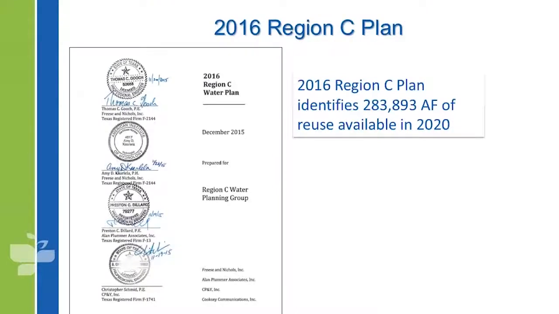I talked earlier about the 1968 water plan. If we jump forward to the 2016 Region C plan, this was actually done in December 2015, but it's the 2016 plan. Now we're looking at 283, almost 284,000 acre feet per year of reuse water that's available in 2020, just three short years from now. So, several hundred thousand acre feet of water that the plan says are available for potable reuse in Region C.